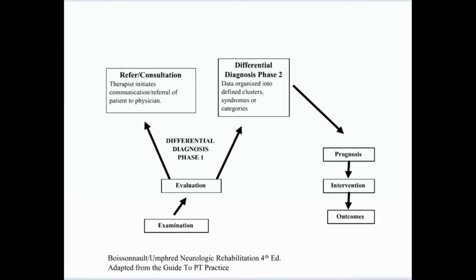This is an adaptation from the Guide to Physical Therapist Practice, from a book chapter I did with Darcy Umfred in her textbook, Neurological Rehabilitation. You'll notice that related to differential diagnosis, there's two phases. The first phase is kind of the bottom line phase, the bottom line decision.